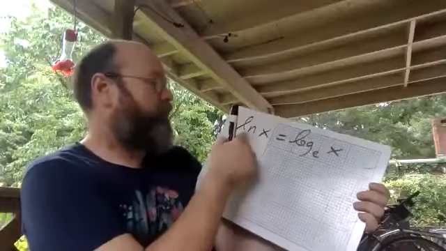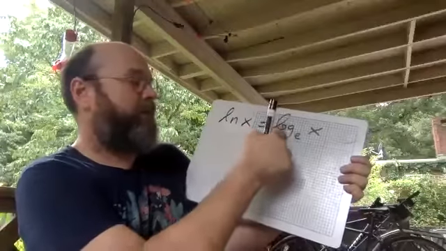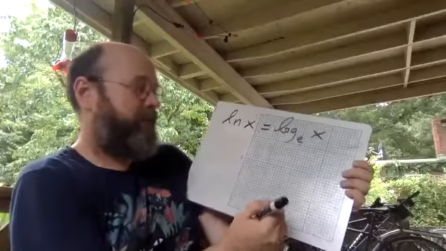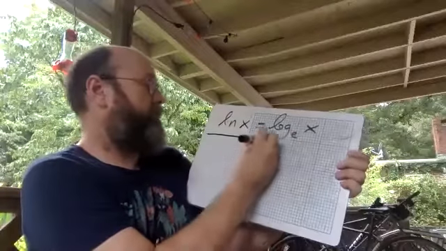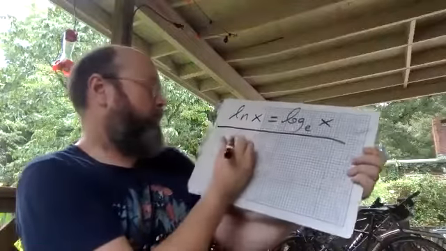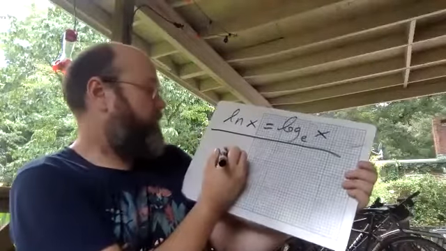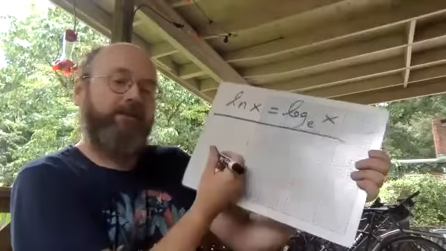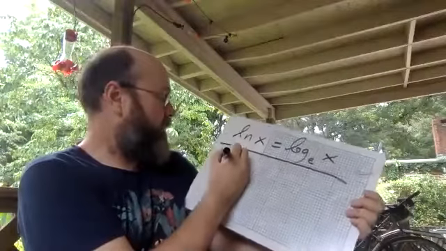Okay, so the natural log of x is, by definition, the log base e of x. I'm just reminding you. And all logarithms, including the natural log, share these properties. I'm going to write them for the natural log, but they work for all logarithms.